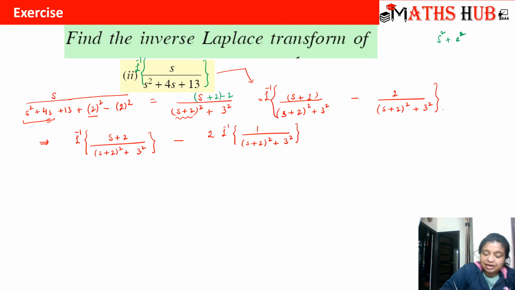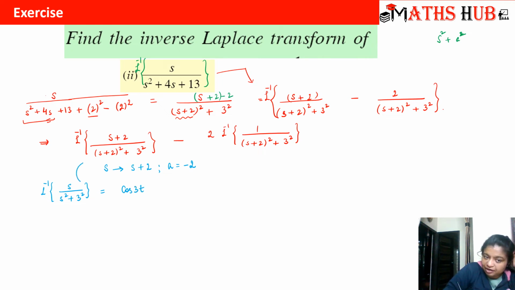Now, when we have to calculate this term, I can see easily that s is getting shifted to s plus 2. Right? So, what is our a here? If you compare it with s minus a, it is minus 2. Right? So if I replace this with s, my function will become Laplace inverse of s upon s square plus 3 square. And what is the Laplace inverse of this term? It is simply cos 3t.